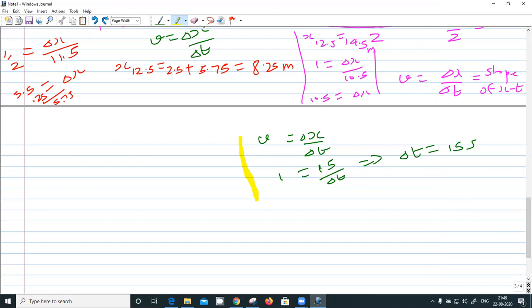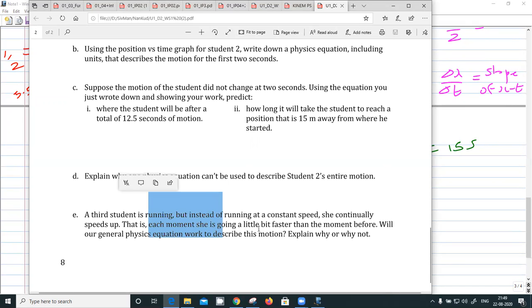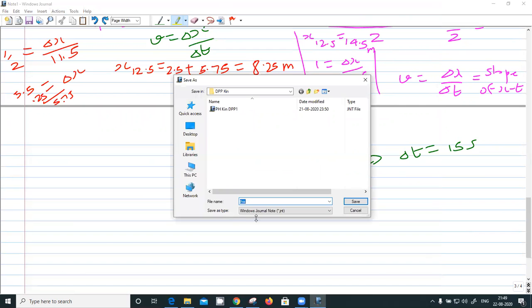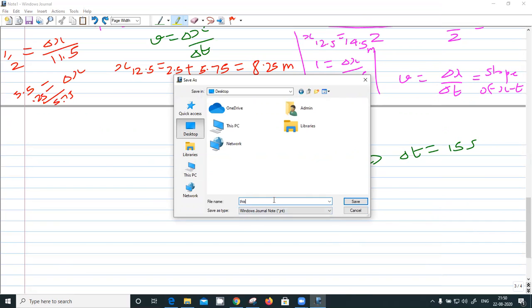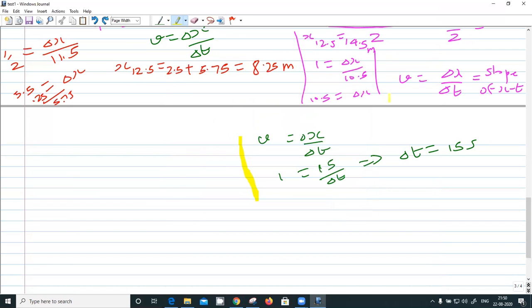U is the initial velocity. T square will come. So those things they are not taught, right? So the answer to this one is this cannot be used, because that's only describing one constant velocity, whereas this one is changing. Okay, you're done with this one.